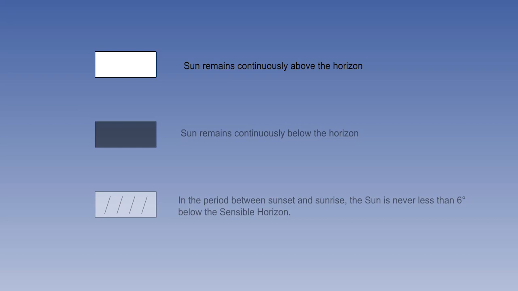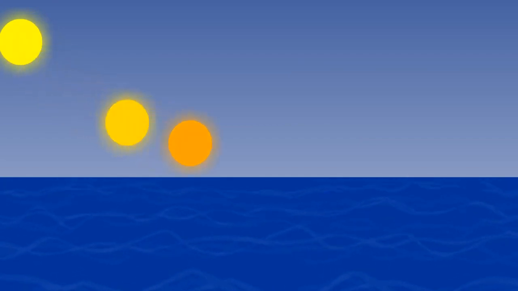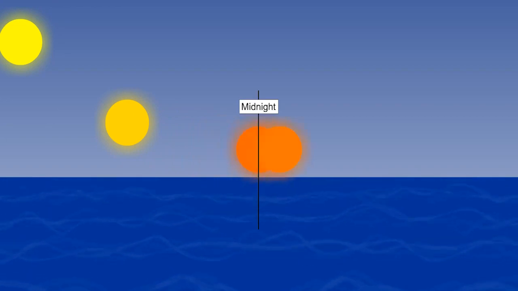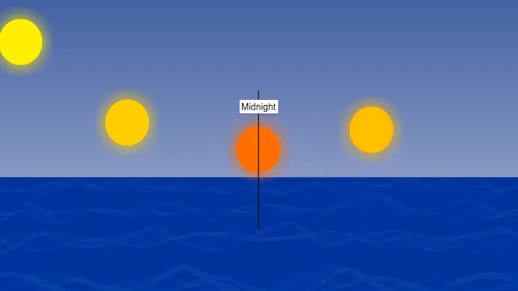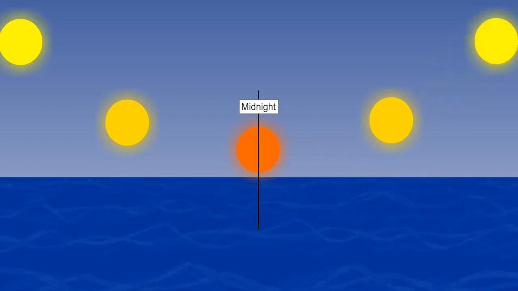This occurs at a high latitude summer. The path of the sun is like this. It comes down and up in the usual way, but at its lowest point, which is at midnight, it is still above the horizon. There is no sunset or sunrise.